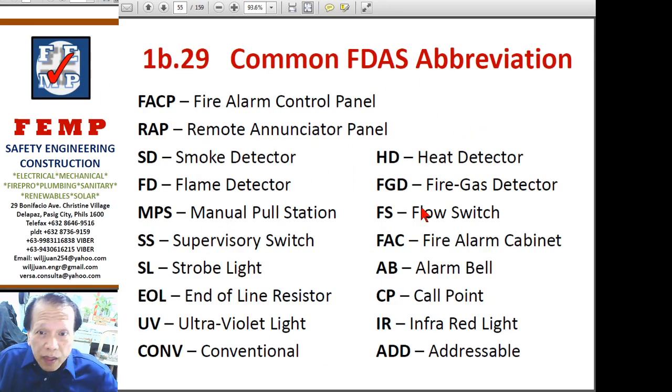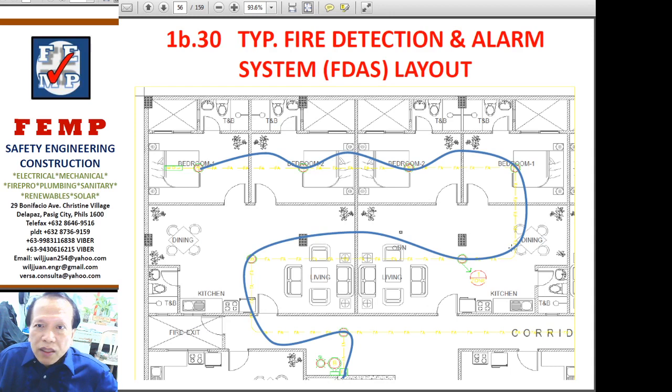And here are just the diagrams, the symbols that should be included in diagrams. FACP, Fire Alarm Control Panel, RAP, Remote Annunciator Panel, SD, Smoke Detector, Flame Detector, and so on and so forth. And here's just a schematic diagram showing the layout of smoke detectors or heat detectors. So here we have the smoke detectors in each room. One heat smoke detector provided here, there, and of course you have the fire alarm control panel there in the main corridor, which should actuate and produce the audiovisual and other alarms required.